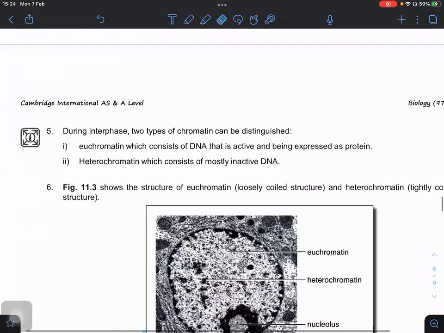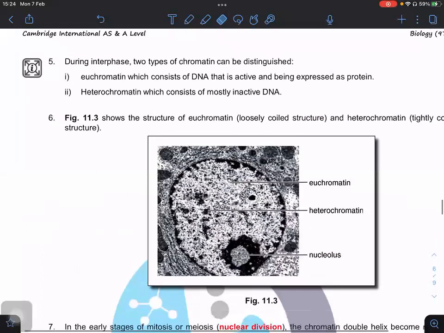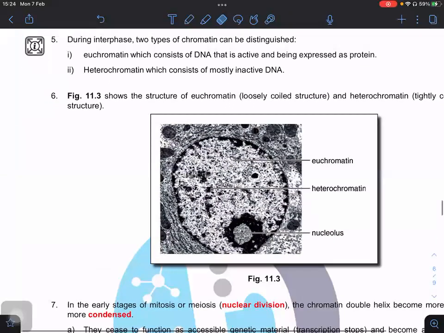During interphase, we have two types of chromatin: euchromatin and heterochromatin. Euchromatin, can you see that, is loosely packed. Heterochromatin is tightly packed. This is the nucleolus.